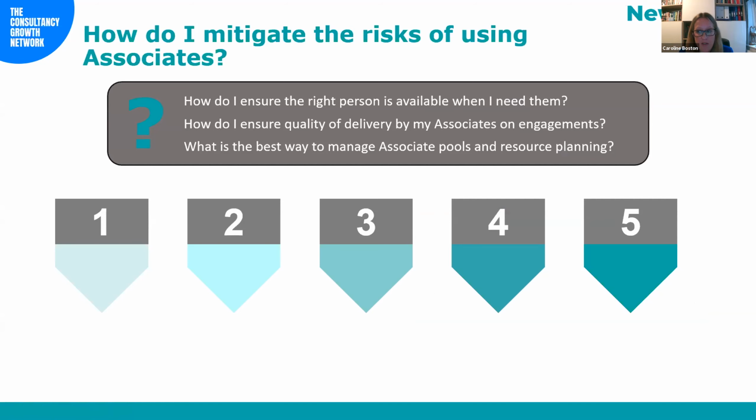What does best practice resource management look like? And these are the questions that we get asked most commonly. So how do I ensure I've got the right person when I need them? How do I ensure the quality of delivery by associates? And what is the best way to manage associate pools and resource planning?